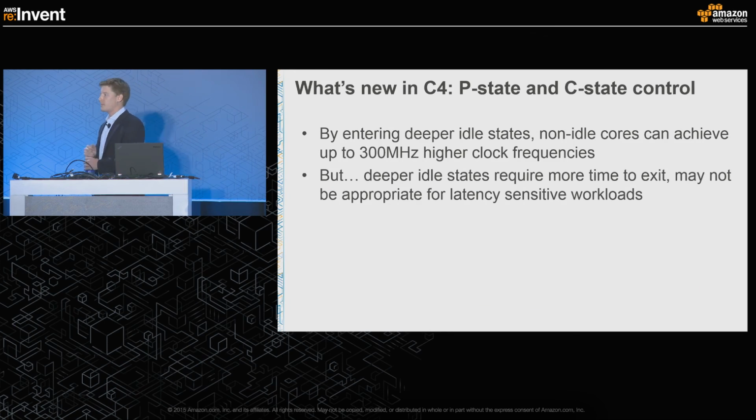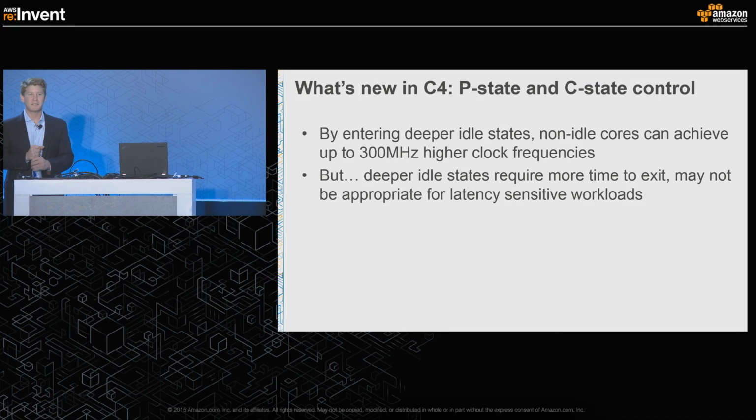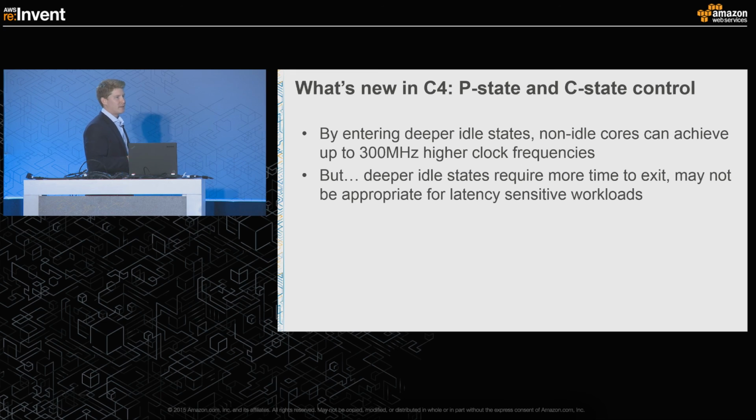So why would you want to do that? What's interesting about being able to control the C and P states is that if you put all the cores in a deeper idle state, that creates the thermal headroom for you to turbo up, or put into a higher power state, a single core, so that you can get up to 300 megahertz higher clock frequency. So if you're really tinkering around with performance and you have an application that would benefit from really high single thread performance, you can do that. The trade-off is that waking those idle cores up incurs a little bit of variability. So if your application isn't tolerant of variability, you might not want to do this, and you could actually lock everything into a consistent power state.